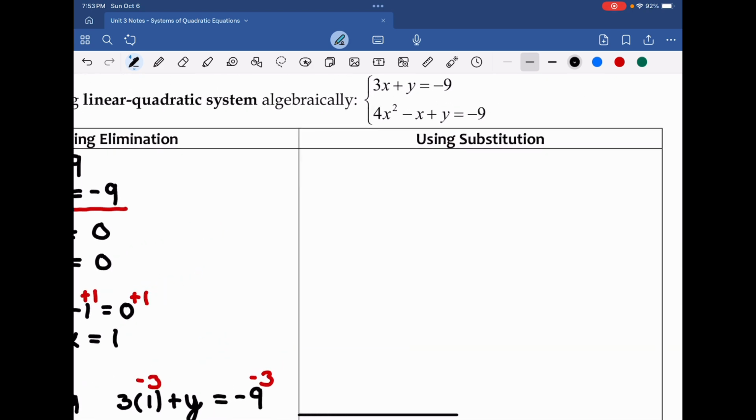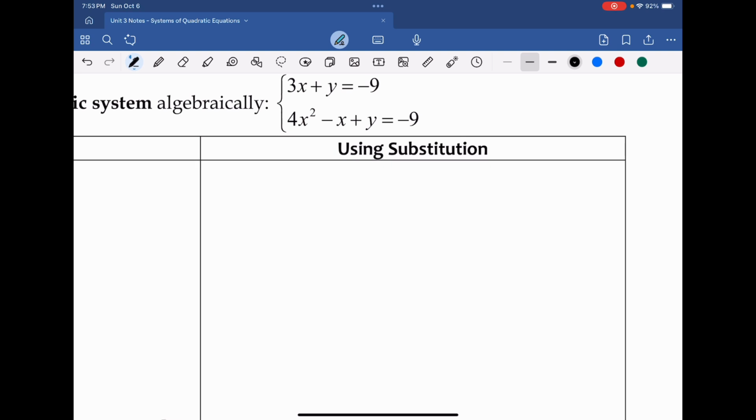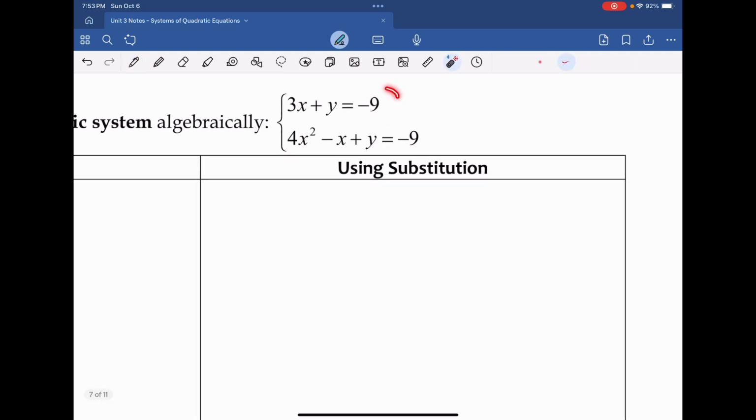Okay, scrolling down here, using substitution now, I'm going to pick the easier of the equations to isolate a variable. In this case, I think it's this one. I see the coefficient being 1 here. I mean, we could do it for this one, but it probably makes more sense on the easier equation.